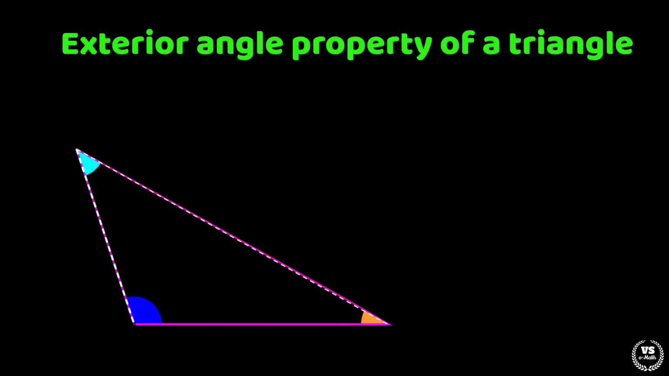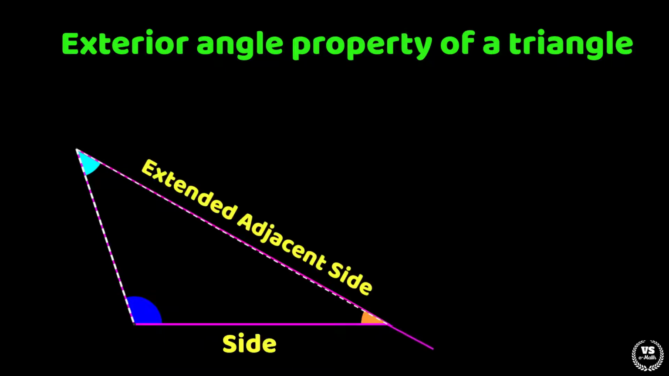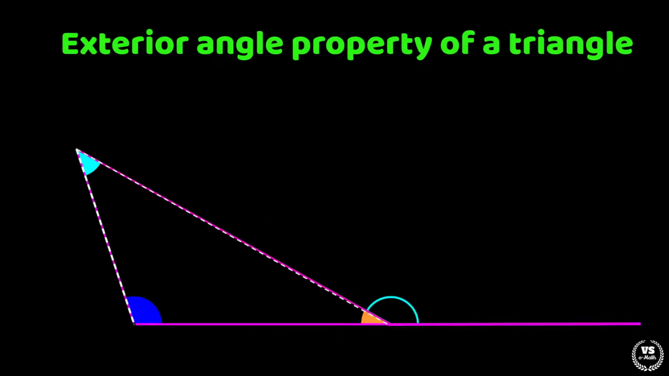Now let's move on to the exterior angle property of a triangle. When one side of a triangle is extended, we get an exterior angle. So an exterior angle is nothing but the angle between one side and the extension of its adjacent side. At every vertex, we can extend in two directions. So we get 6 exterior angles in total.